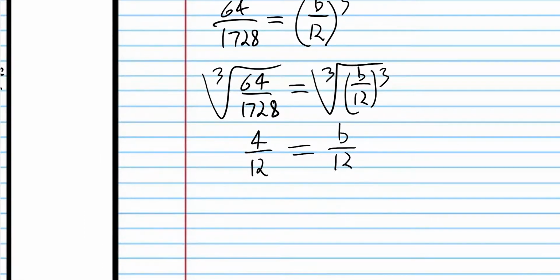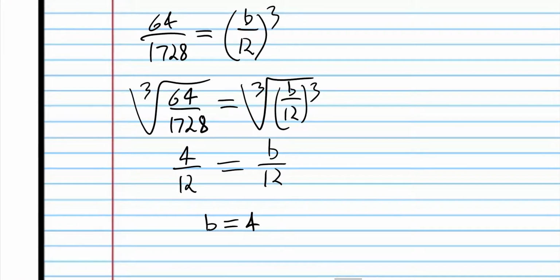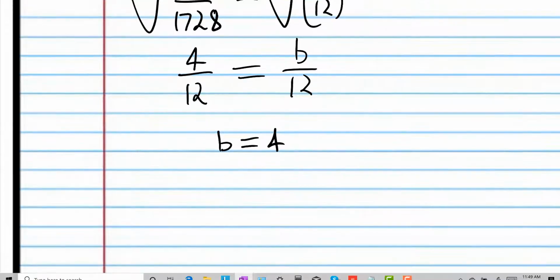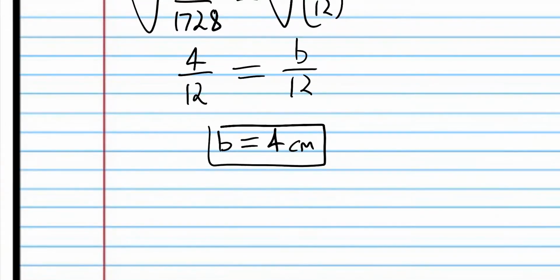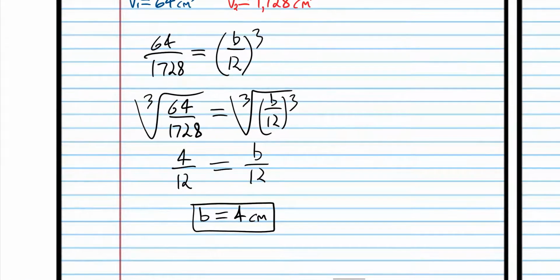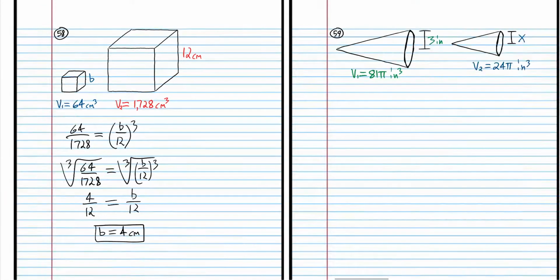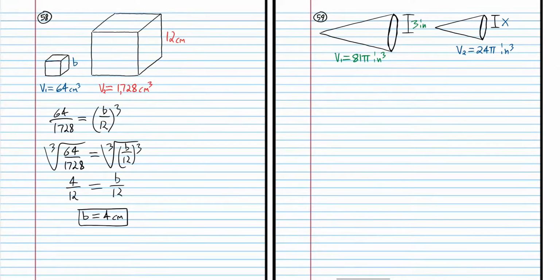Okay, so now at this point we can see that b is obviously 4. Because the fractions are equal, we know that, but we also know the denominators are the same. So the only way for fractions with equal denominators to be equal is for the numerators to also be equal. So b has to be 4, and the units are centimeters. So if you got that answer, good job. If you got a decimal here, then you would just take the cube root of the decimal, and then after that, you just multiply that by 12, and you should get 4. So why don't you try number 59, and when you come back, we'll do it together.